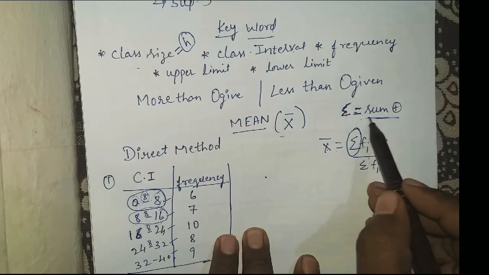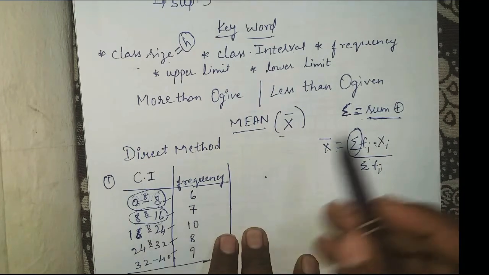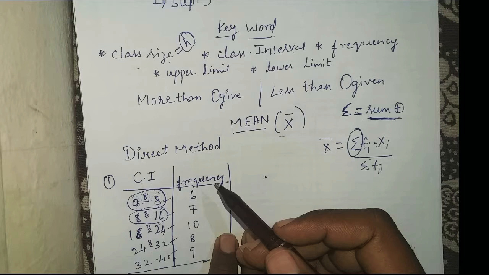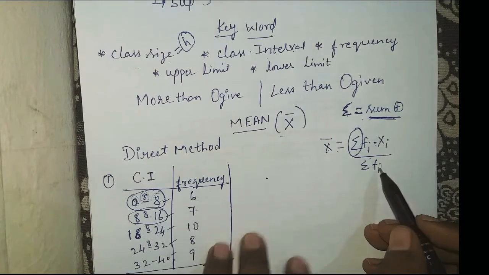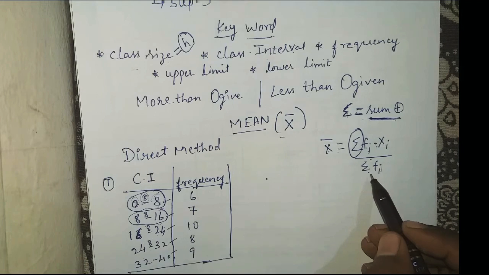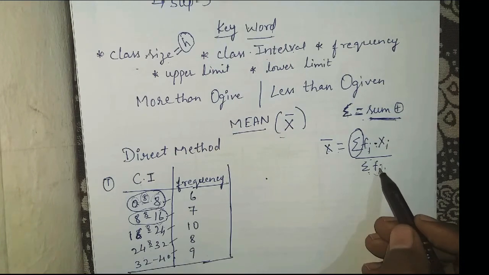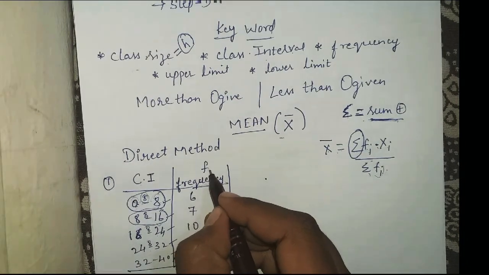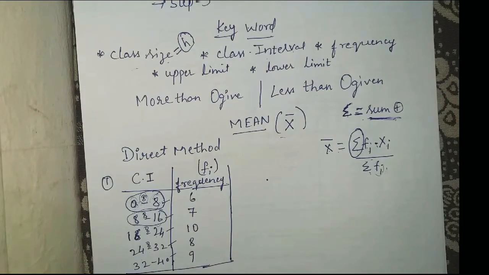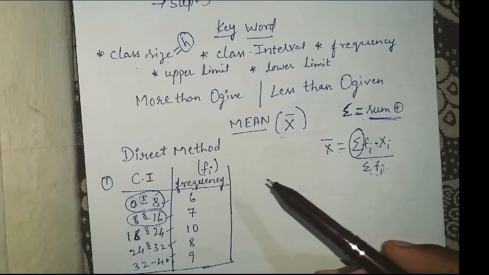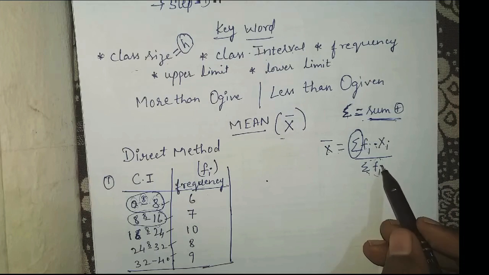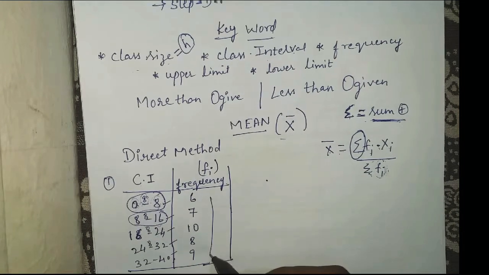It tells you that you need to add whatever rows or columns it shows. Got it? In the formula, sigma tells you to add this fi column. Where is this fi column? In the question, whatever frequency we get, this frequency column is called the fi column. Got it, students? So we'll add this column.